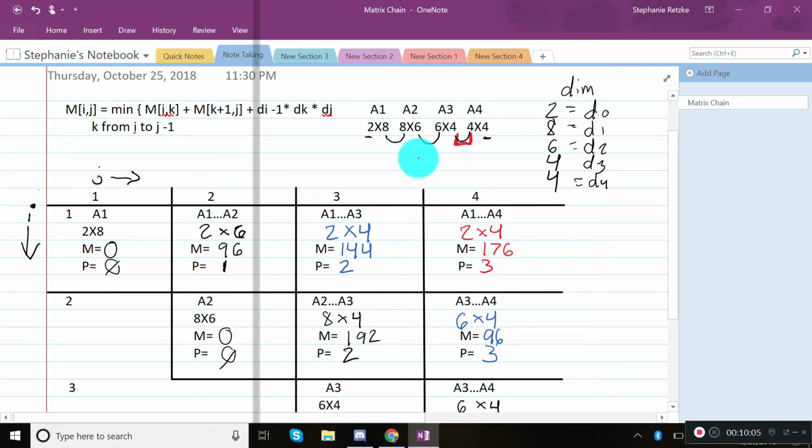Then you would find the next smallest. The next smallest would be 6, right? Because you'd end up having 2 by 8, 8 by 6, and then a 6 by 4. So the next smallest would be 6. And then you would have a 2 by 8 and an 8 by 4. And that's all that heuristic is trying to tell you. When it asks you to do the smallest or the least inner dimension, that is all it is asking you to do. Okay? Not that hard.